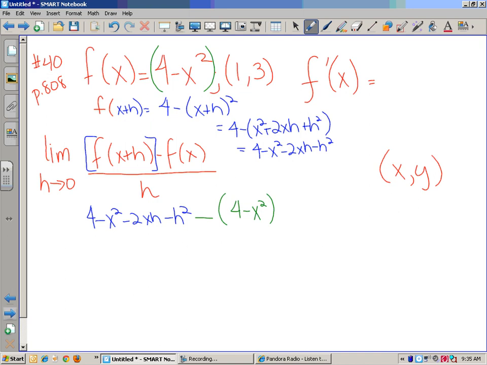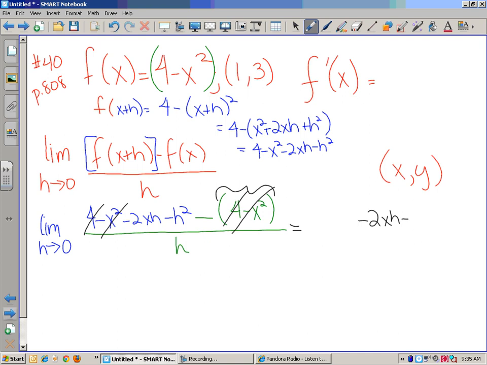Okay, all over h. But guess what? I cannot plug in h yet. Why? You can't have 0 in the denominator ever. Okay, so if I've done this right, all of this should go away. Gone. Gone. And now left on top, I have negative 2xh minus h squared all over h.